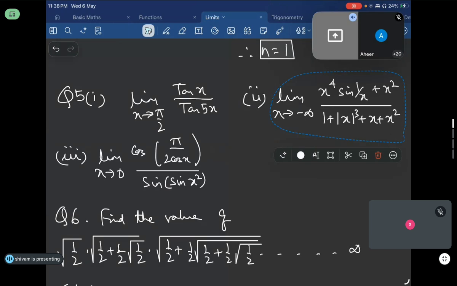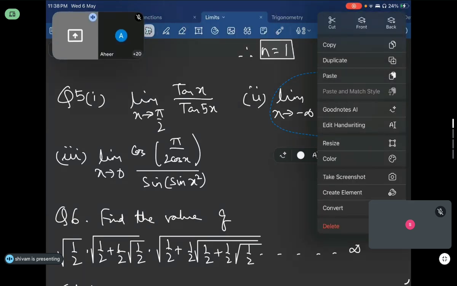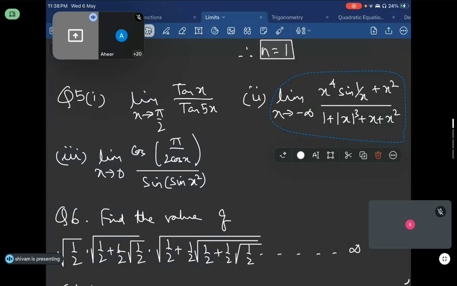Limit extends to minus infinity. So everyone, over here, definitely we need to divide by x to the power 4.